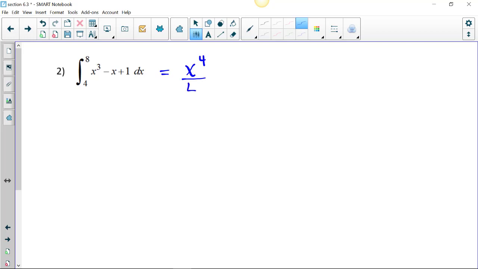So x cubed's antiderivative is x to the 4th divided by 4. x would be x squared divided by 2. And 1 is a constant, so that would be plus 1x. And I'm going to evaluate that at 8 and 4. So just be careful with your substitution and use your calculator to evaluate.